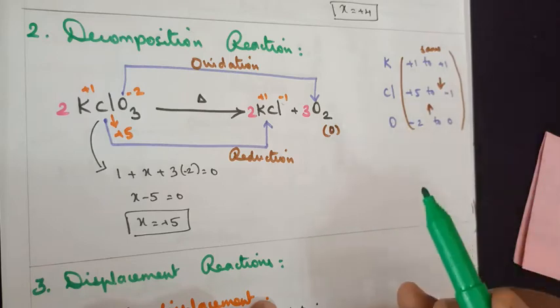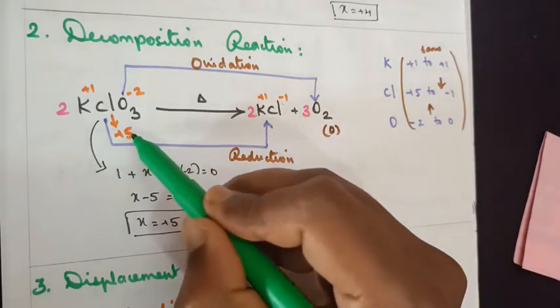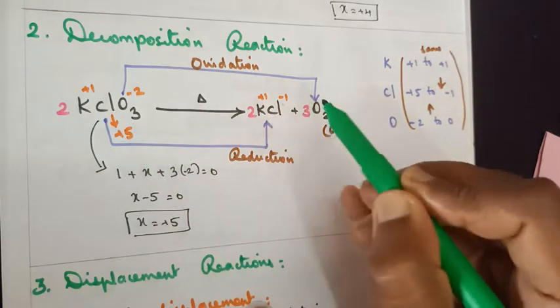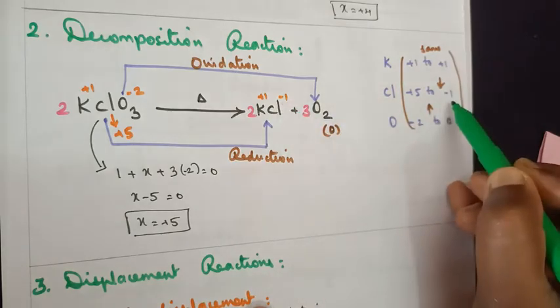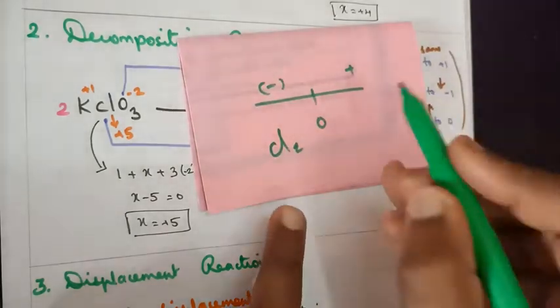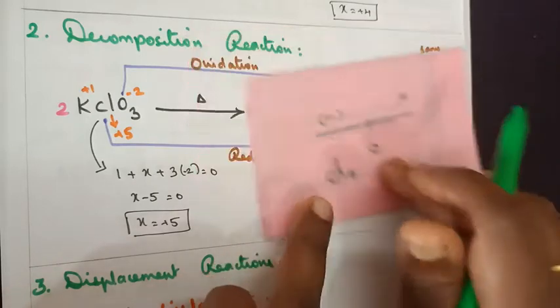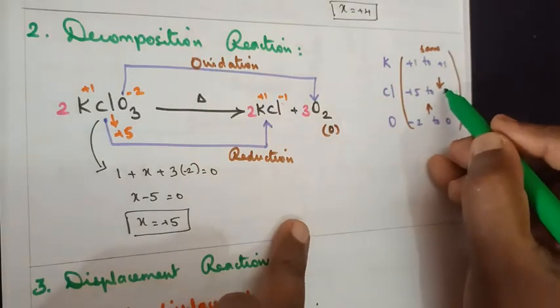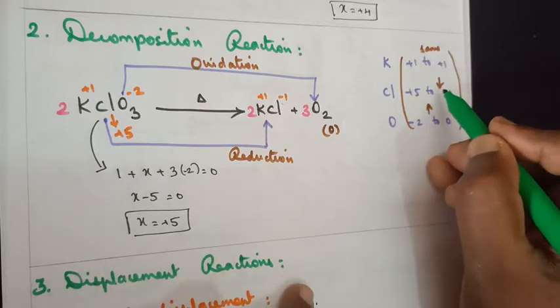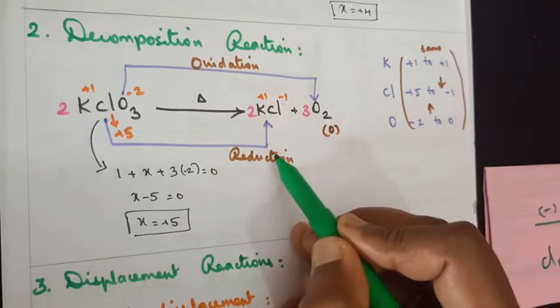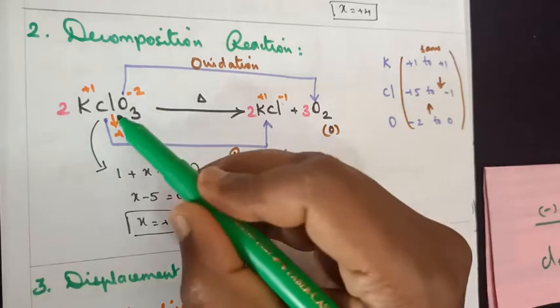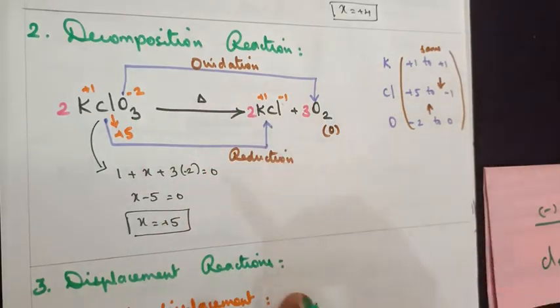Between chlorine and oxygen, chlorine's oxidation number is plus 5. But here it has come down to minus 1. Remember this concept: from plus, it's moving down towards your left to the minus scale here. Hence, there is a decrease. If there is a decrease in oxidation number, what do we call it? Reduction is taking place. So in the case of chlorine, reduction is taking place.